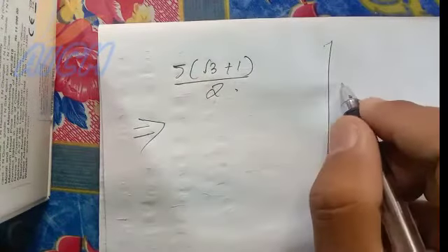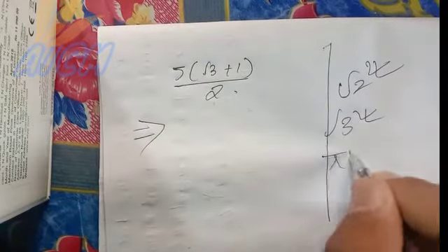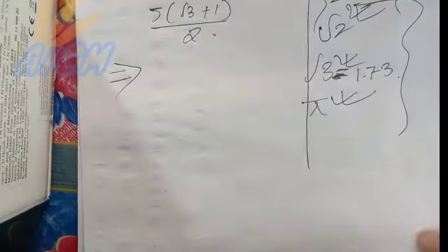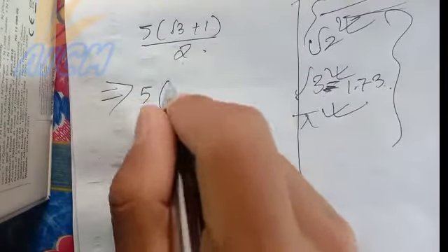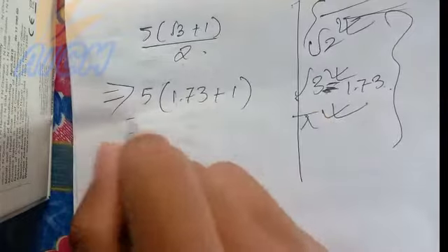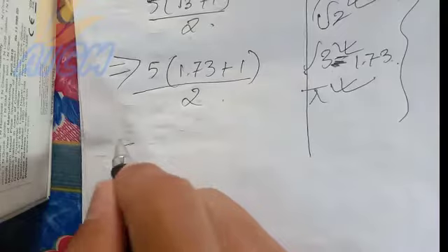What did I tell you to find before? Find the value of root 2, find the value of root 3, find the value of pi. Did I tell you to find this in the previous class? Yes, I told you. I hope you already remembered that. So now what is the value of root 3? The value of root 3 is 1.73. Root 3 is equal to 1.73. So instead of root 3, we can write 1.73 plus 1, divided by 2. Now this is the solving part, and now I am going to solve this.